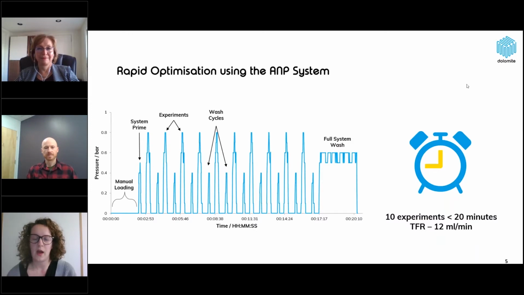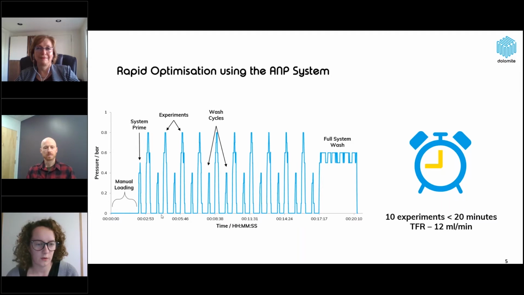So just to show you how quick the system can be, this is what a pressure readout from one of the pumps looks like. Here the system isn't really doing anything for the first couple of minutes, because the protocol has paused to allow you to load your samples manually. As soon as you've confirmed in the software that you've done that, it will then prime the system, which basically means that the entire fluidic pathway is wetted with your driver fluids before the first experiment takes place.